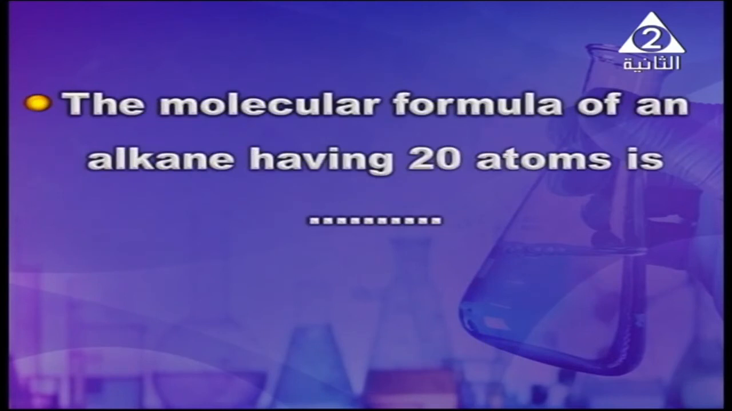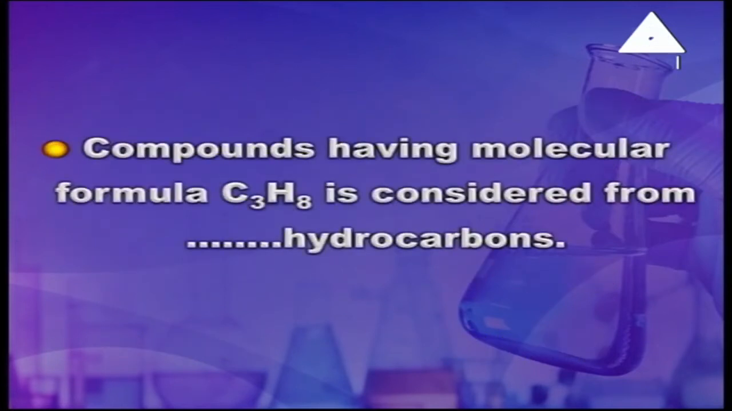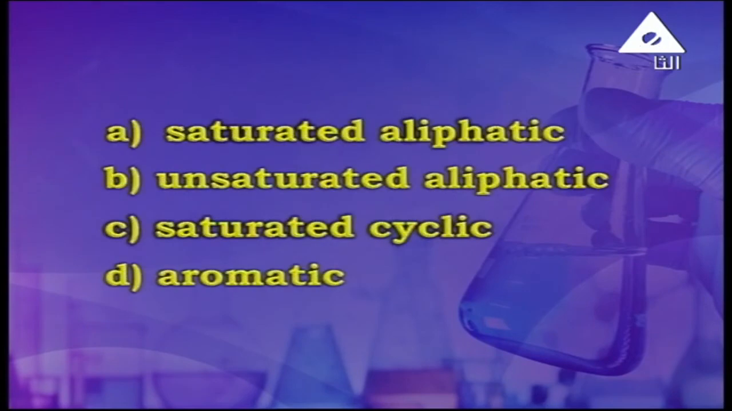Next point, the molecular formula of an alkane having 20 atoms is what? C8H12, C6H14, C7H13, or C5H15? If you think about it, yes, it will be C6H14. Next point, compounds having molecular formula C3H8 are considered what kind of hydrocarbon? Is it saturated aliphatic, unsaturated aliphatic, saturated cyclic, or aromatic? If you think about it, yes, it will be saturated aliphatic.